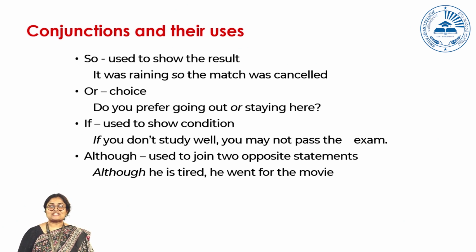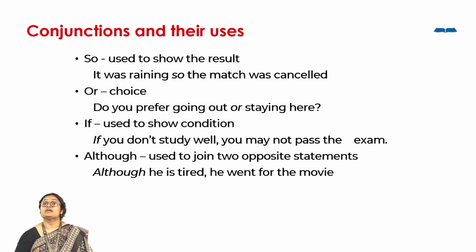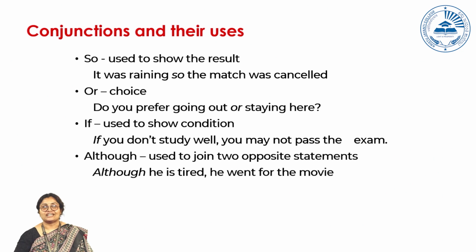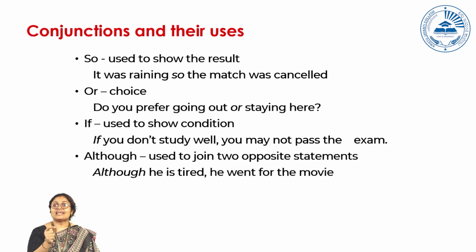Now, the next conjunction is if, and if is used to show a condition. For example, if you don't study well, you may not pass the exam. So there you are presenting a condition. If you don't study well, only if you don't study well, you may not pass the exam. But if you study well, you will pass the exam. So you're giving a condition by using the conjunction if.